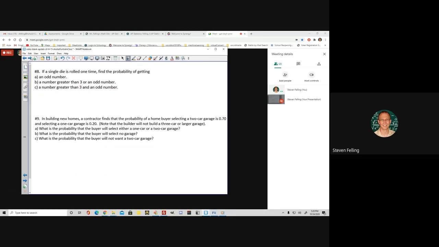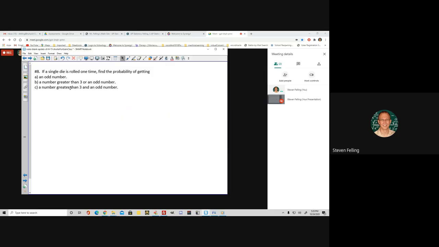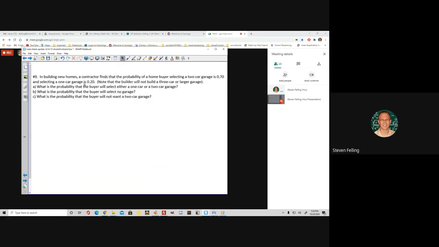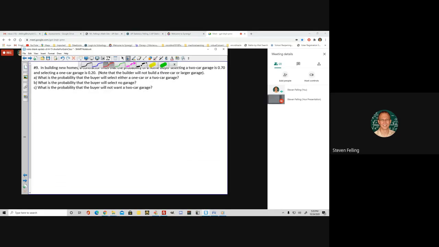All right. And then the last problem that was in the part that we could do so far is this one about the homes. All right, so it says, in building a new home, a contractor finds that the probability of a home buyer selecting a 2-car garage is 70% and selecting a 1-car garage is 20%. That accounts for 90%. They don't build 3 or larger garages, so that means the rest of the people must have no garage. Maybe we should list out the possible sample spaces here.